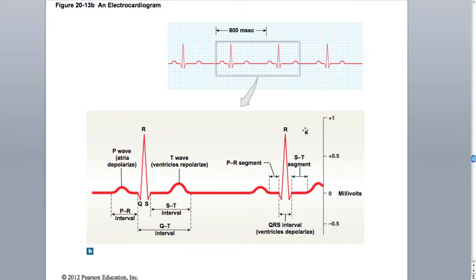Had I had this picture very close to this one, say right here, instead of having a long space, then I would have one heartbeat followed by another in rapid succession, and that would be tachycardia. So be aware of this picture.